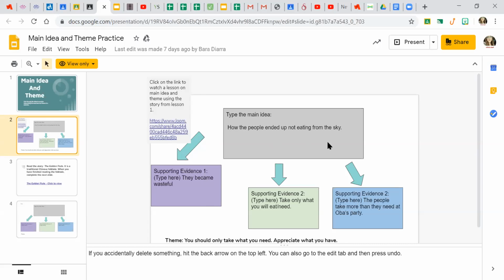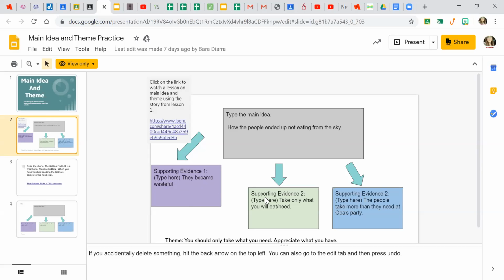Now the example that they give us is actually using the story Why the Sky is Far Away that you should have read yesterday. It says the main idea is how the people ended up not eating from the sky. Okay, that's what it's mostly about. The first reason why they ended up not eating from the sky is they became wasteful. They were taking what they weren't going to eat and just leaving it around.